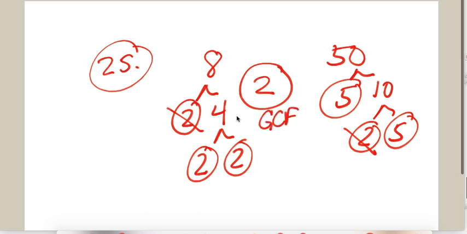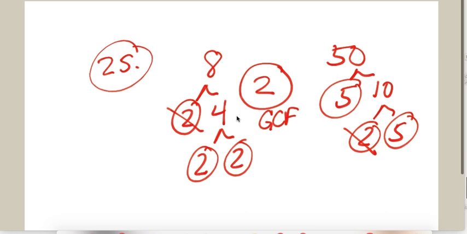Now remember, if I had happened to have a 5 over here on this side, then I could have written down 2 times 5, and then 10 would have been my greatest common factor, because I would have had a 2 from each side, and I would have had a 5 from each side.